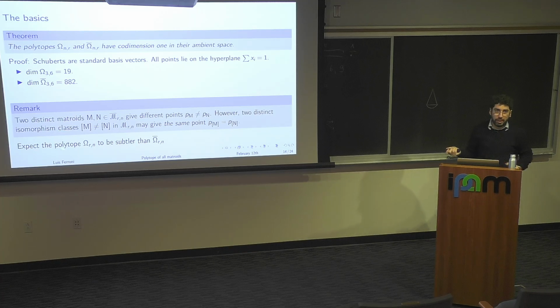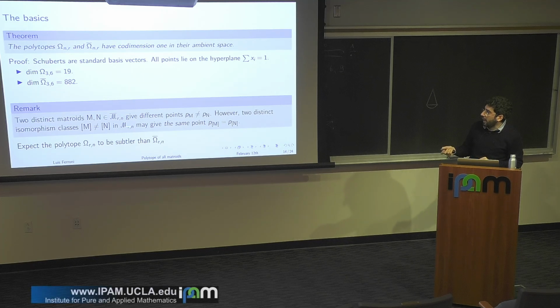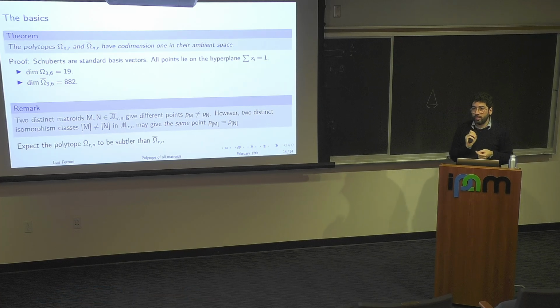But if you give me two isomorphism classes, that's no longer true. You can have two isomorphism classes, say bracket M and bracket N, that are different, though the point that they induce in R to the S Rn without the overline is the same. So you can have non-isomorphic matroids having the same symmetrized indicator function. One has to be careful with that. Because of that, one expects the polytope omega Rn to be much more delicate than the one with the overline. The one with the overline is essentially where all points come from different matroids. So whenever you see a lattice point here, you expect it to come from a set of matroids or a set of isomorphism classes.